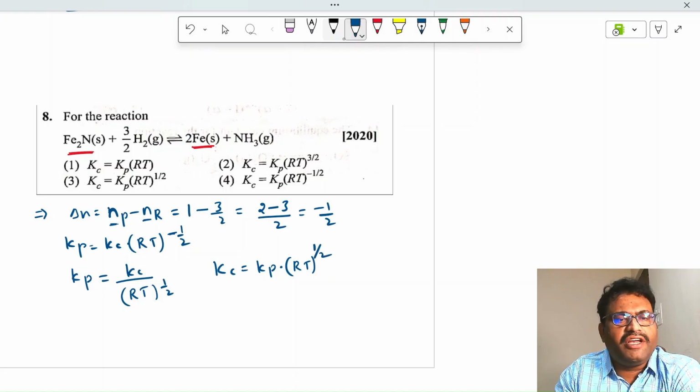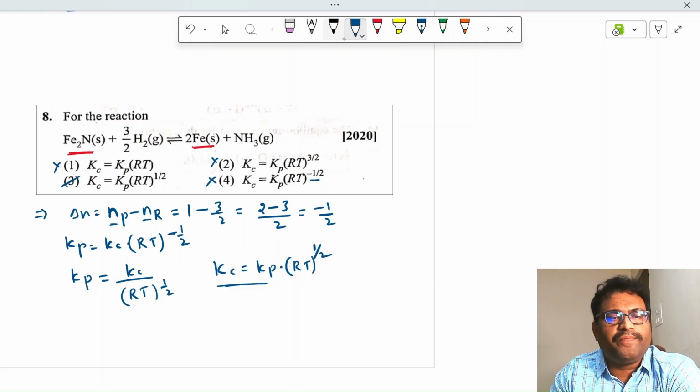Okay, so where do we have this option? Kc is equal to Kp into RT, so wrong. Kc is equal to Kp into RT power 3 by 2, no. Kc is equal to Kp into RT power 1 by 2, so this we got. So third one. Kc is equal to Kp into RT power minus 1 by 2, so wrong. Okay, so let's see the next question.